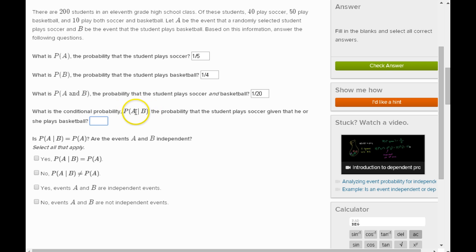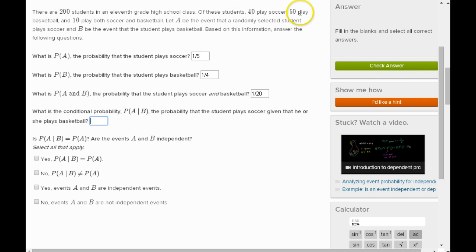What is the conditional probability of A? So the probability a student plays soccer, given that he or she plays basketball. The way that question will be written in English, we'd say something like, a basketball player is randomly selected, right? So we're taking from only the basketball players. So an 11th grade basketball player is randomly selected. What is the probability that they play soccer as well?